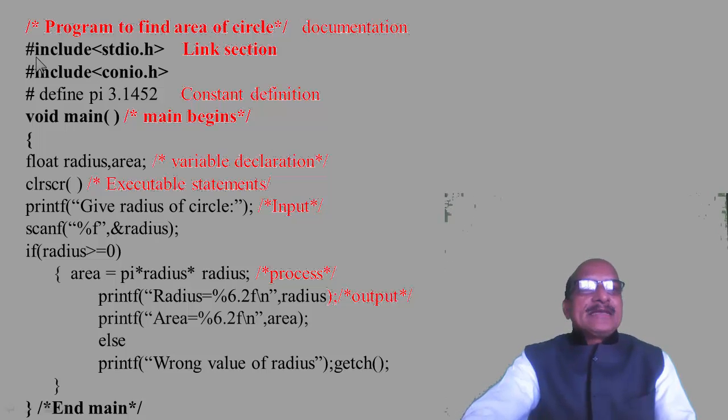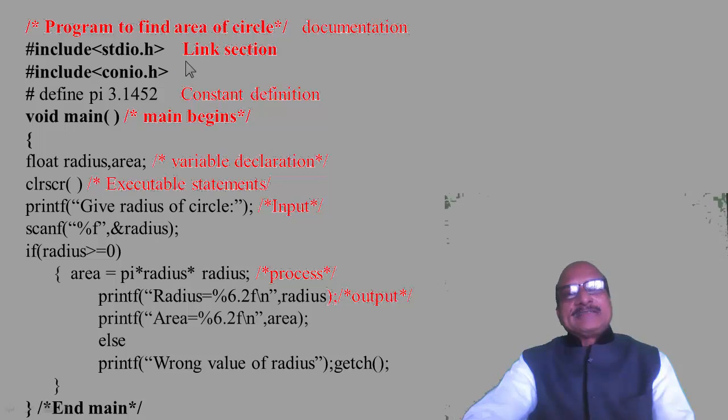Then you always have to write these two header files, hash include stdio.h and hash include conio.h. This is usually called the link section, because the scanf, printf, getch, getche and clear screen functions are all available in these two header files. During compilation, the compiler will fetch the programs for scanf and printf and insert them into our program. So these header files should be there. If you don't write them, you will get a syntax error during compilation.